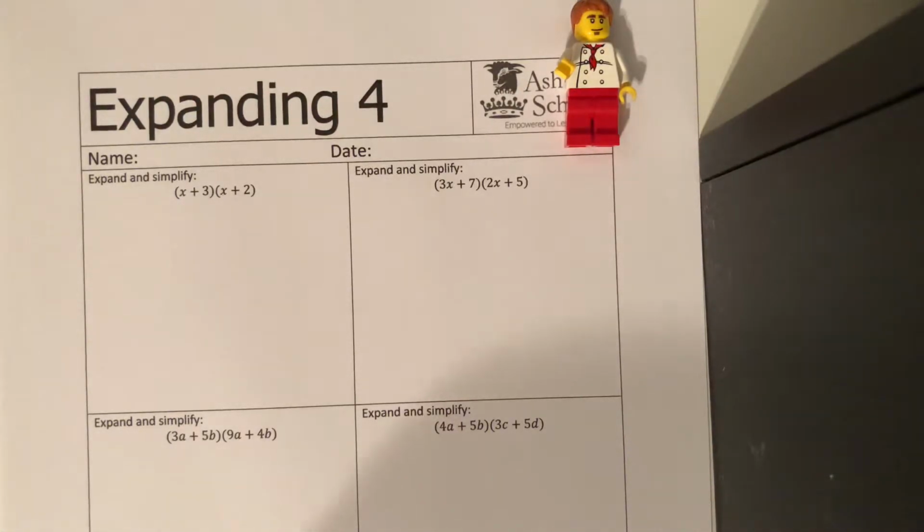All right, we're going to be looking at some expansion. We're going to take a break from factorisation for a while and just pop back to expansion. So times out brackets, getting rid of brackets, whatever you want to call it. So the issue this time is we've got double brackets.